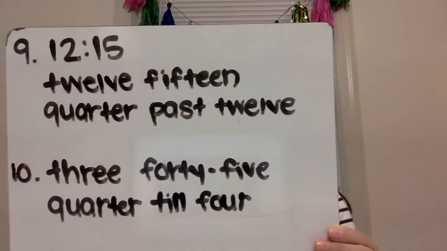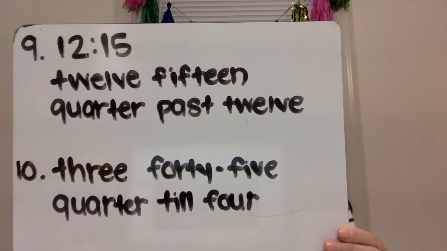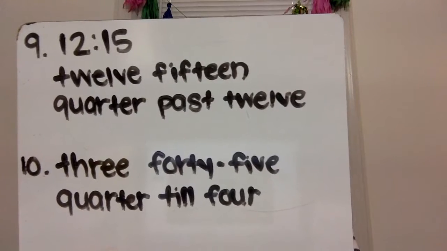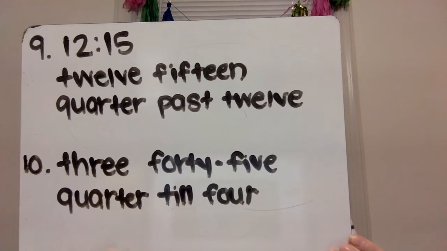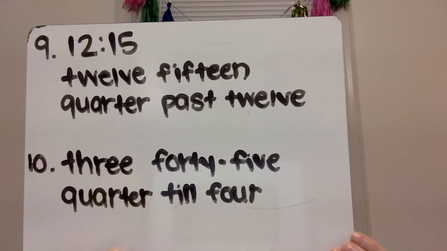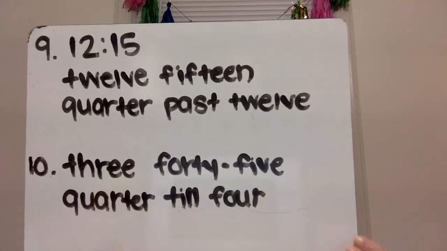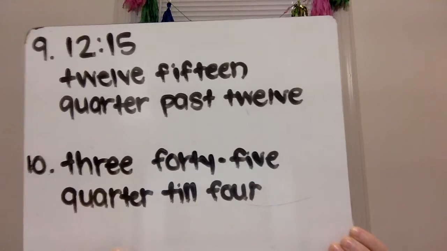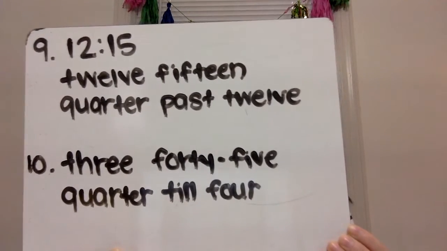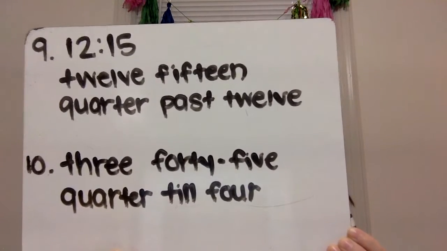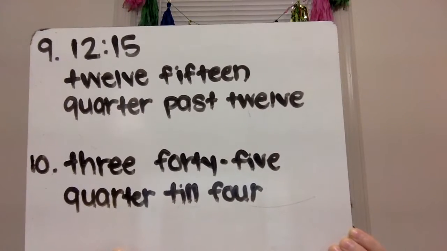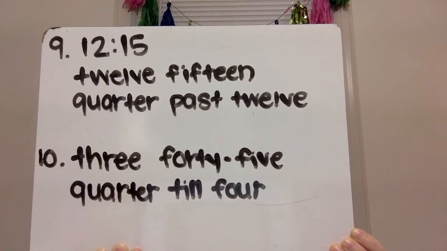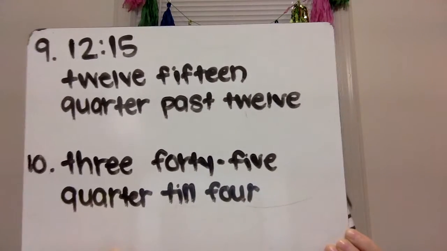All right, number 9, digitally would be 12:15. And if you wrote that out, you could use the words 12 and 15. And we can also say quarter past 12 or 12:15, because again, 15 represents a quarter of a clock, and it is 15 past the 12. So we could say quarter past 12 or 12:15. And number 10, you could have written that time out using words 3:45.